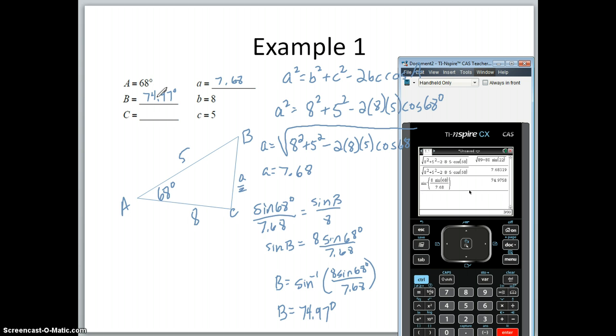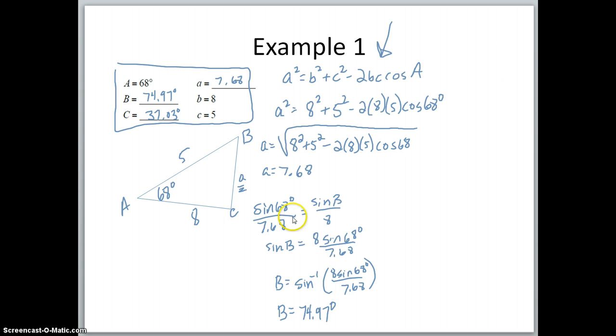And then to find the last one, we just take 180. Okay, so we take 180 minus 74.97 minus 68, and we get 37 degrees. So we'll go ahead and put that there, 37.03, and there we go. Okay, we got it. So we first use the law of cosines, then after we found the necessary information, we use the law of sines.